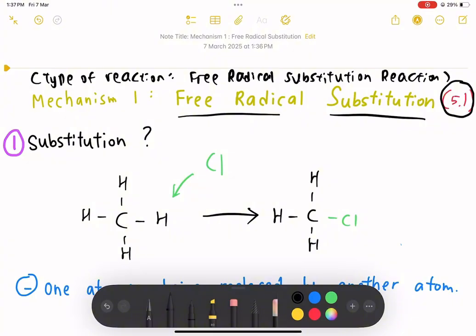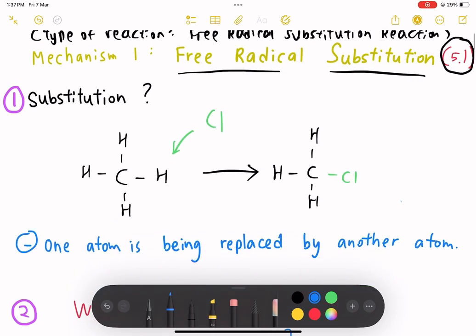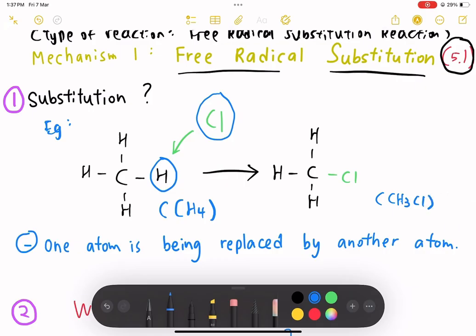Before we go into the mechanism, we need to know the meaning of free radical substitution. So first, what is substitution? Let us have a look at this example. Let's say this one is CH4, methane. When one H is replaced by one Cl, it forms a new compound called CH3Cl, and this is called substitution, where one atom is replaced by another atom.